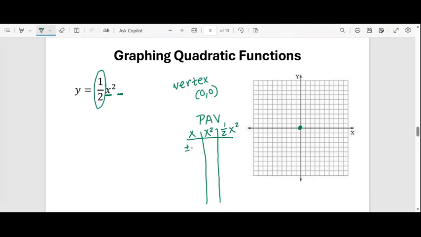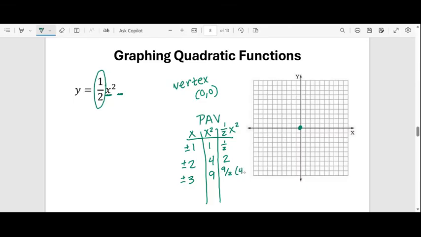So I'm going to go left and right 1 square. 1 squared is 1. And then I'm going to multiply that middle column by 1/2 to get my third column. So 1 times 1/2 is 1/2. Then I'm going to go left and right 2 squares. 2 and negative 2 squared is 4. And then I'm multiplying the 4 by 1/2 to get my third column. Half of 4 is going to give you 2. Then I'm going to move left and right 3 squares. And I'll get 9. 9 times 1/2 is 9/2.